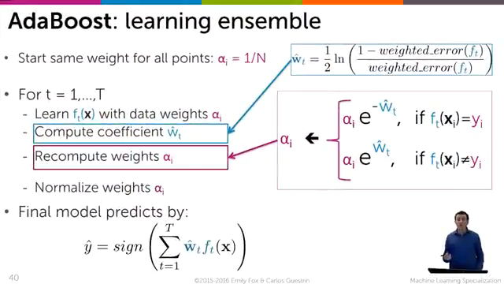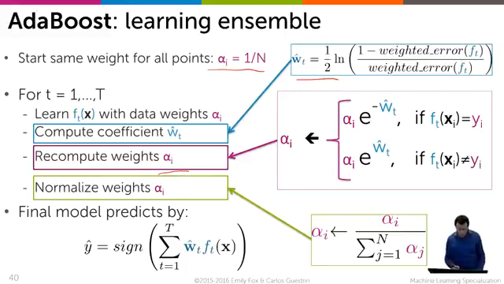So let's summarize the AdaBoost algorithm. We start with even weights, uniform weights, equal weights for all data points. We learn a classifier f of t. We find its coefficient depending on how good it is in terms of weighted error. And then we update the weights to weigh mistakes more than things we got correct. And finally, we normalize the weights by dividing each value by this total sum of the weights.